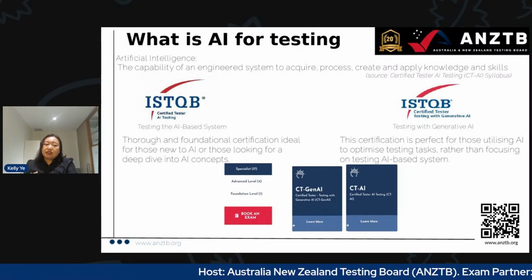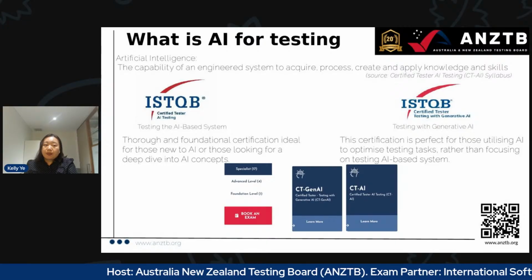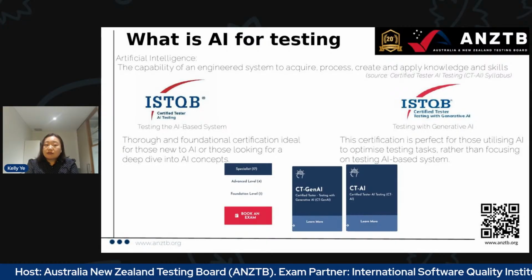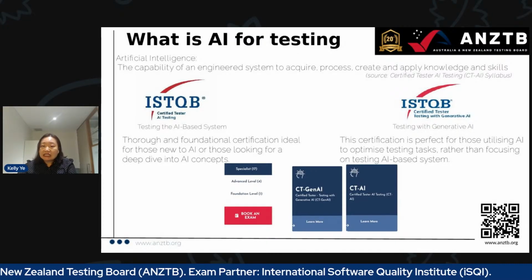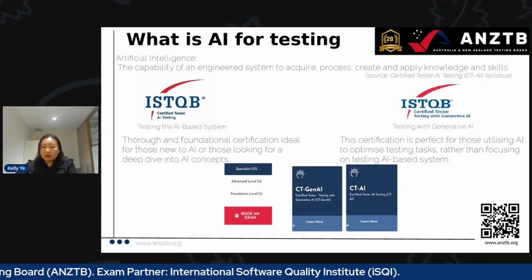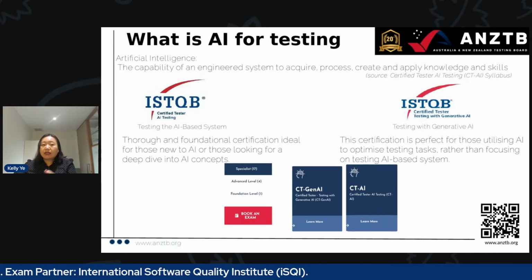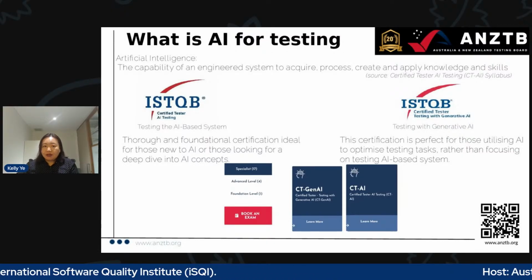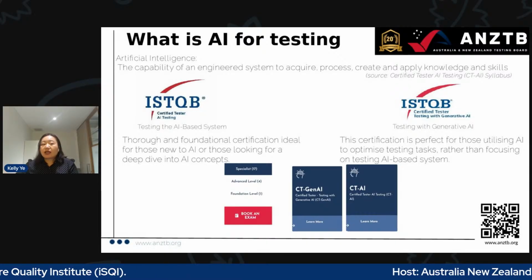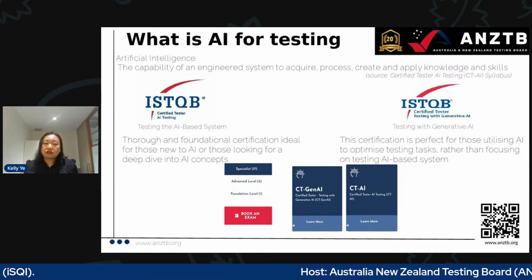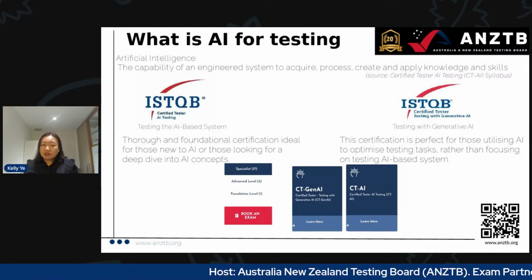First is testing the AI-based systems. They focus on assessing the systems that you need to test in an AI-based system. You need to build the systems, which is the model, and how you test it. Because AI-based systems have different behavior from traditional software or conventional systems.